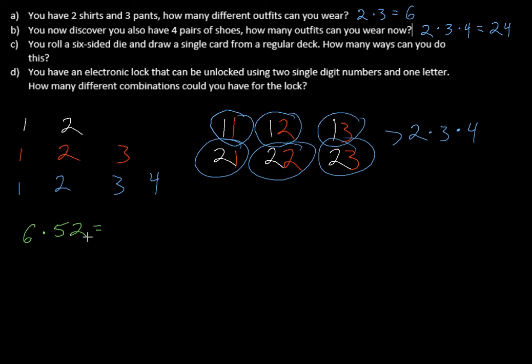52. So again, I could count through and say, all right, well, I get a 1 on the die, and then I get the 2 of spades. I get a 2 on the die, and I get the 2 of spades. 3 on the die, 2 of spades. 4 on the die, 2 of spades. But that's going to take forever. Really, I've got 52 sets of 52 things that I can put in 6 times. So 6 times 52 is going to give me 312 options.